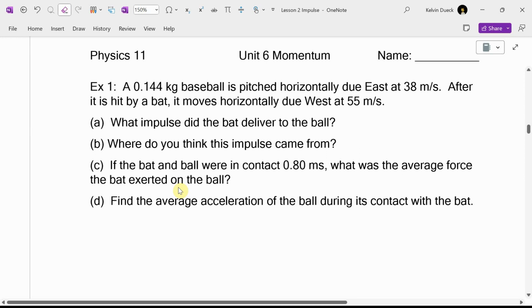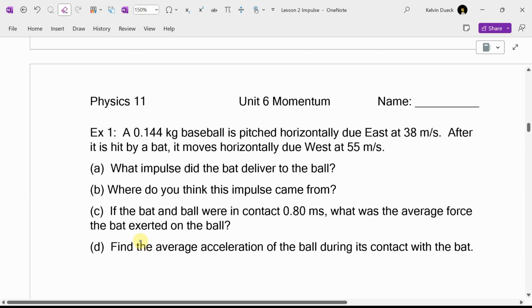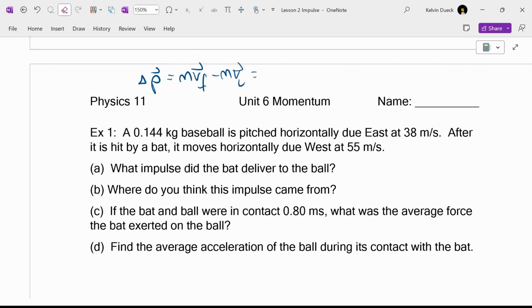Now, you've all just turned the page. You should have the impulse equation on your green sheet where you can see it. I'm going to write it here. It was impulse equals mv final minus mv initial equals force delta time. Okay. Mateo, we're going to jump on in. It says this. A baseball is pitched horizontally due east at 38 meters per second. After it's hit by a bat, it moves horizontally due west at 55 meters per second.